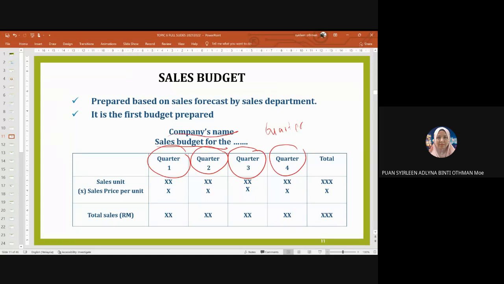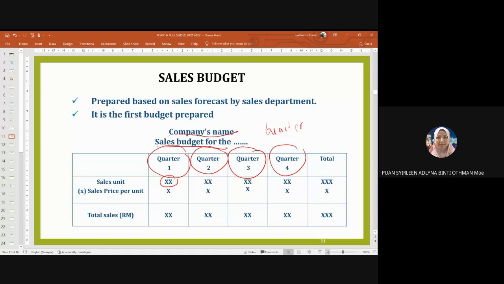Tapi kalau dia suruh buat quarterly, maksudnya secara sukuan, that means in your budget you're going to have 4 quarters. Sebab kita ada 12 bulan kan? So kita ada setiap satu quarters tu represent 3 months. Okay, so what do you have in your sales budget? You need to have your sales unit. Okay, ini ialah your estimated values yang amount that you need to sell. You want to sell during the next coming accounting period.